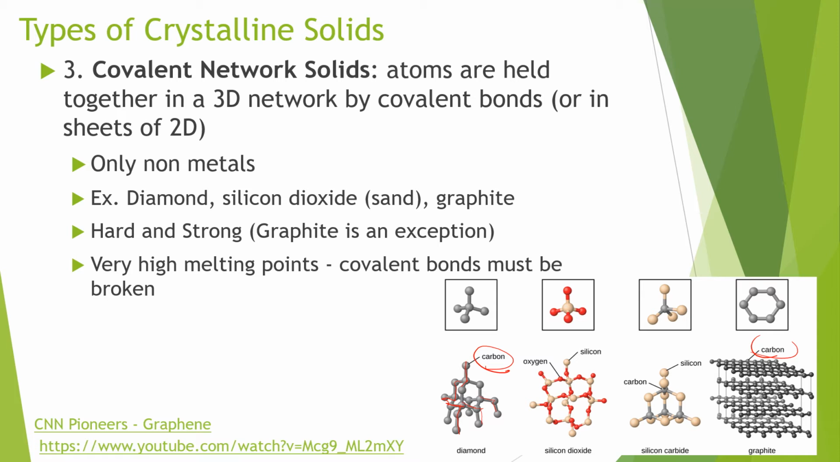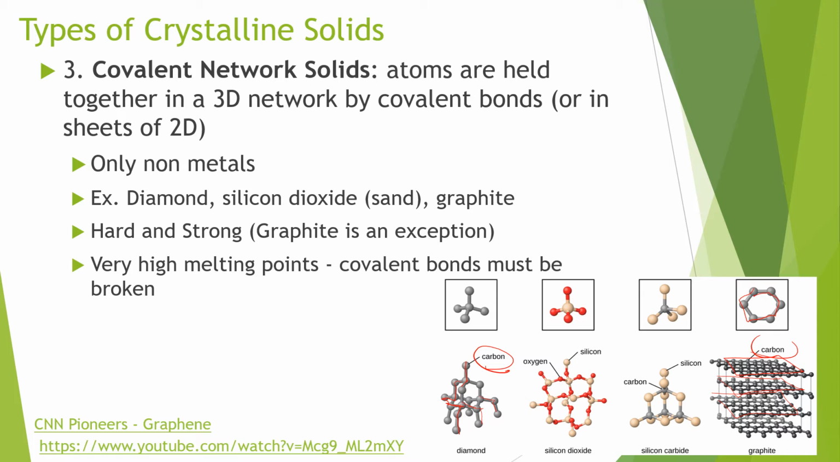Graphite, however, is in a 2D network and they are in individual sheets. So graphite is a weird exception to the normal characteristics of network covalent solids because those sheets can slide easily past one another. And so that's why we use it in our pencils, because it writes on paper.